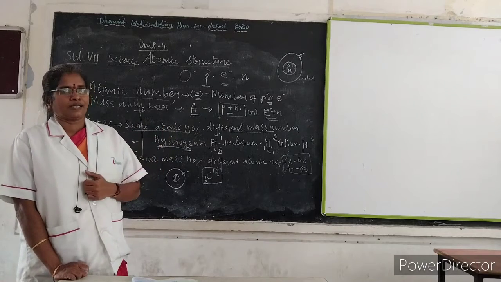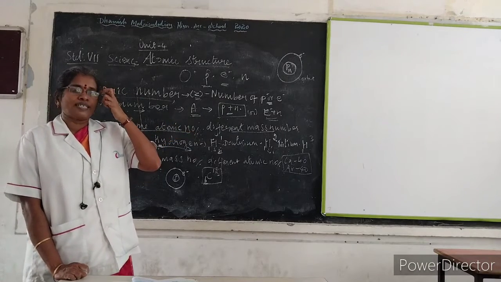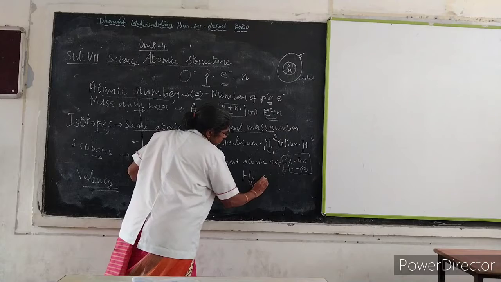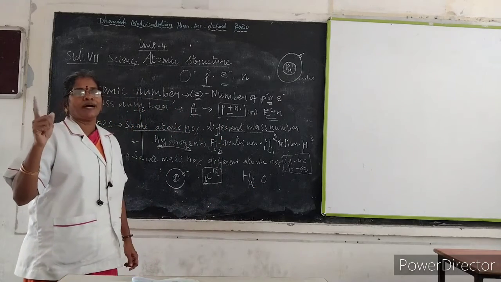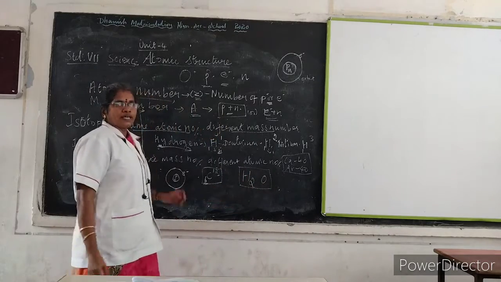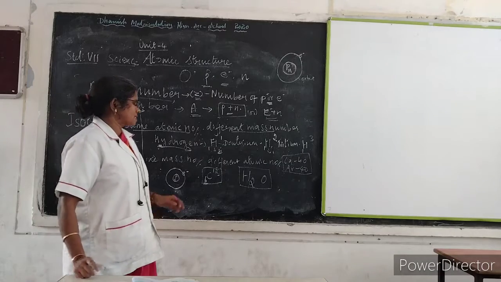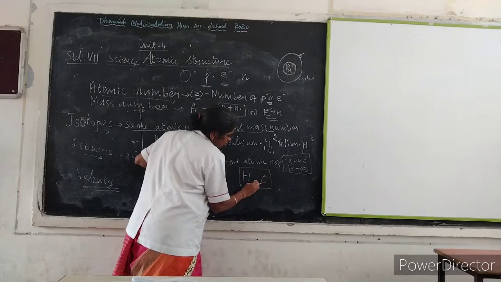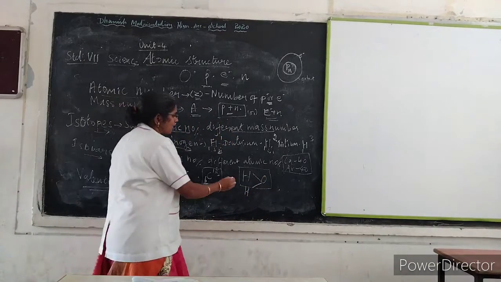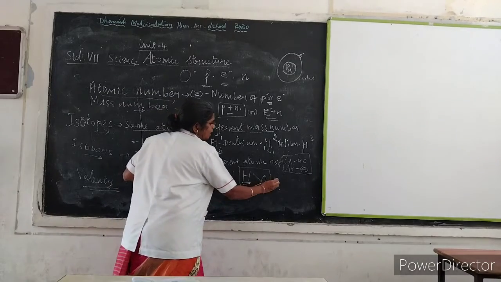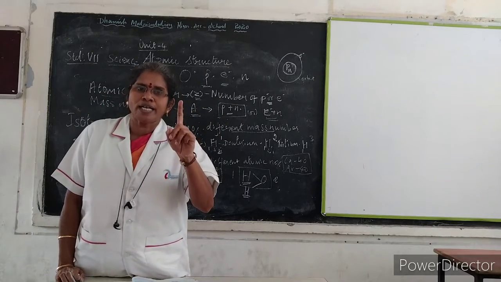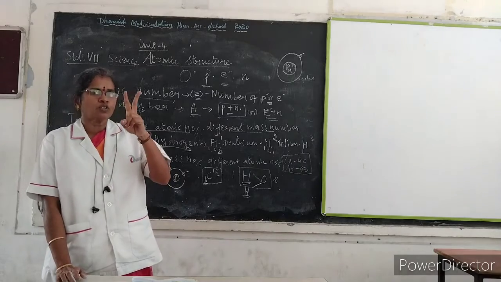What is meant by combining capacity? When I took water, what is the molecular formula for water? H2O. That means 2 hydrogen atoms combine with 1 oxygen to form water, H2O. So valency is the combining capacity; as a structure you can write 2 hydrogen and 1 oxygen. That means the valency of hydrogen is 1 and the valency of oxygen is 2. Hydrogen can combine with only one element, but oxygen can combine with 2 elements.